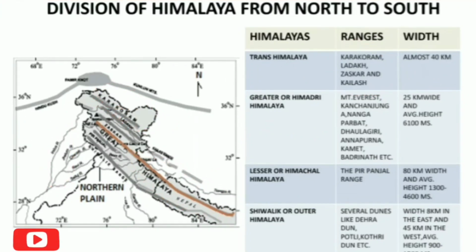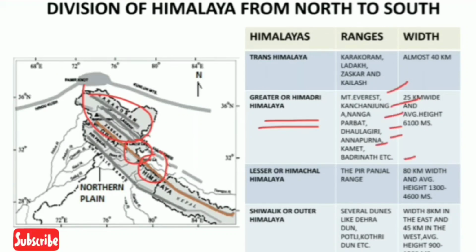Now under Great Himalaya, we have different important regions: Jammu Kashmir, parts of Himachal Pradesh, Uttarakhand, and on the eastern side Arunachal Pradesh. It includes Mount Everest, Kanchenjunga, Nanga Parbat, Dhaulagiri, Annapurna, Kamet, and Badrinath, all important peaks. Okay, it is 25 km wide and the average height is 6100 meters.